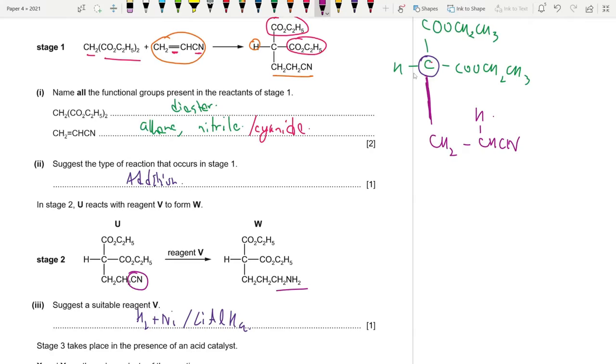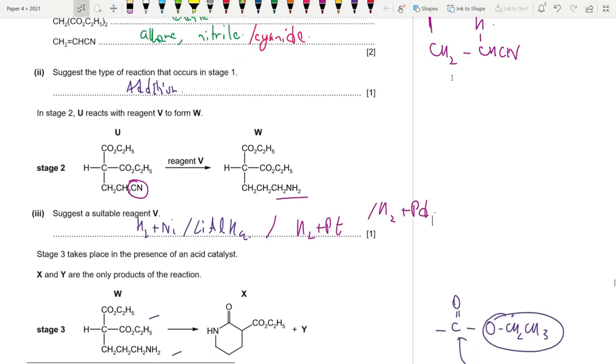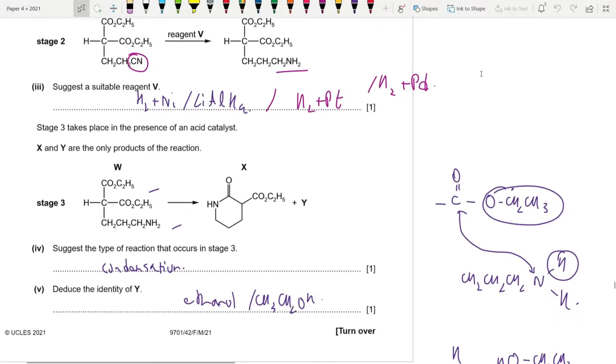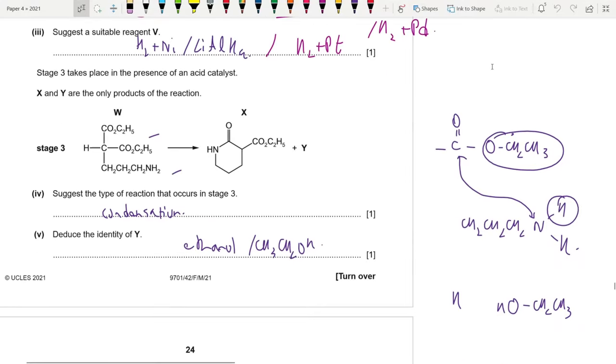What are the alternatives? Hydrogen plus nickel, or you could opt for hydrogen plus platinum, or hydrogen plus palladium. All of them work, okay? Other than that, you can use hydrogen plus nickel for a reduction of the benzene ring or alkenes. Stage 3 takes place in the presence of an acid catalyst. X and Y are the only products of the reaction.